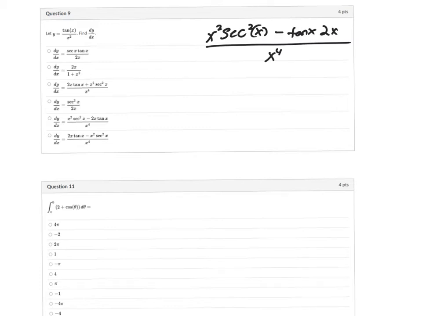So I can look and try to see if any of these match. It looks like this one does. So that's going to be your answer.